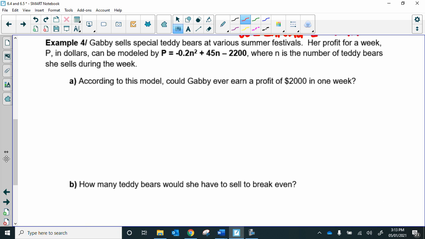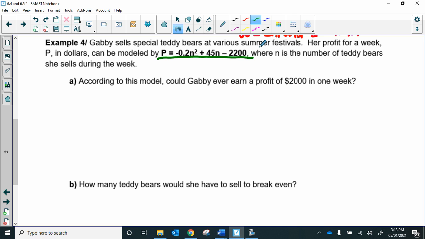Gabby sells, she doesn't spell them, she sells special teddy bears at various summer festivals. Her profits are listed here. This is another one of those profit questions. N is the number of teddy bears she sells during the week. So we're no longer selling tickets, we are selling teddy bears. There's questions that sell bracelets. There's a lot of these profit type questions.